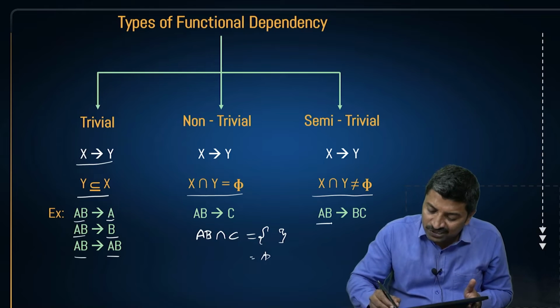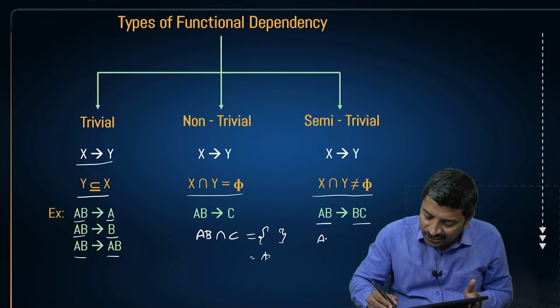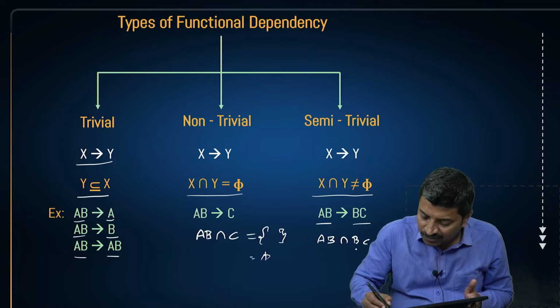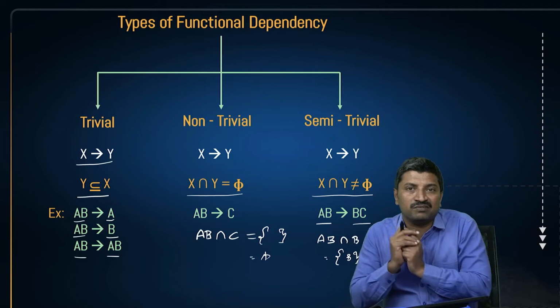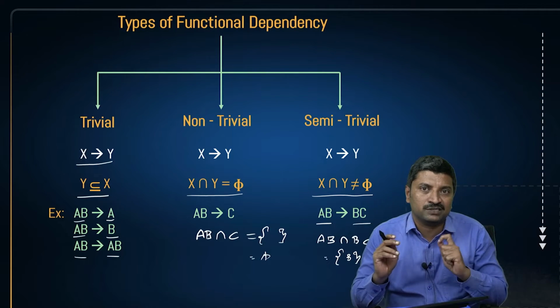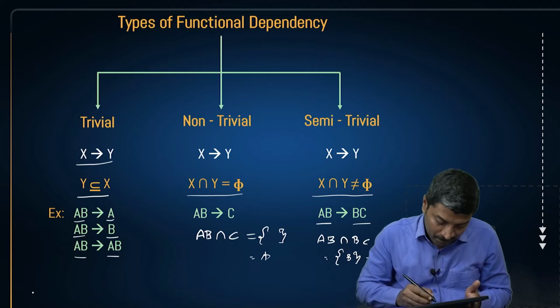What about this example, sir? What is the intersection of the left hand side and right hand side? AB intersection BC, which gives, what are the common attributes, sir? That is B, which is not equal to empty. So it is an example of a semi-trivial functional dependency. Is that clear, sir?